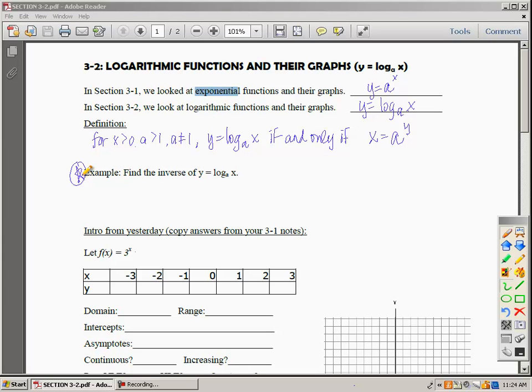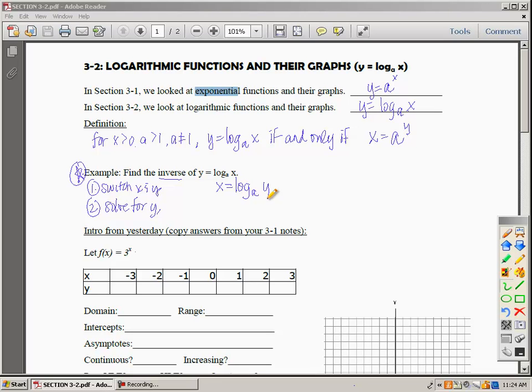In order to find a log, here's what we're going to do. The inverse process says 1, switch x and y. And then the second thing is solve for y. We did this in chapter 1, just not with logs, but with other functions as well. So let's look at this. My first step, switch x and y. So x equals the log base a of y. And now our goal is to get the y by itself.